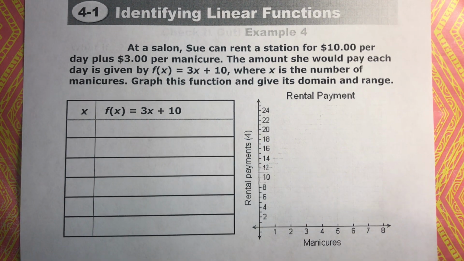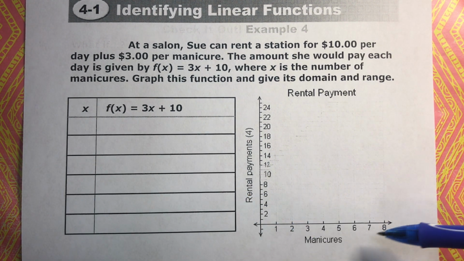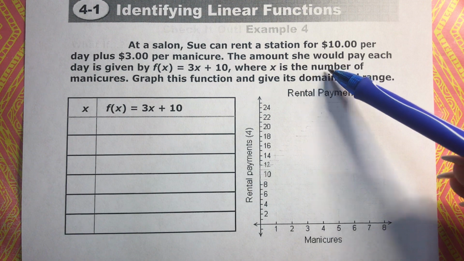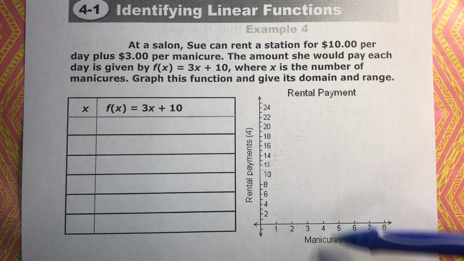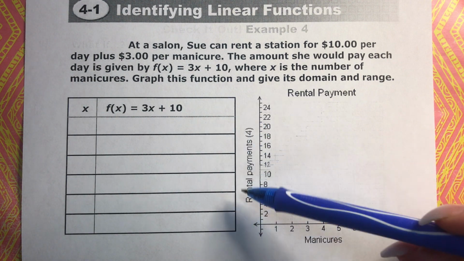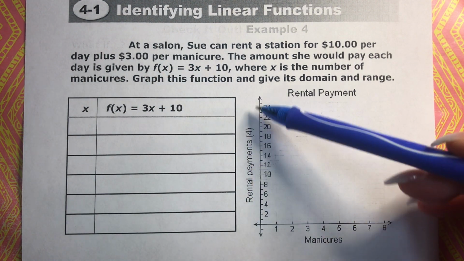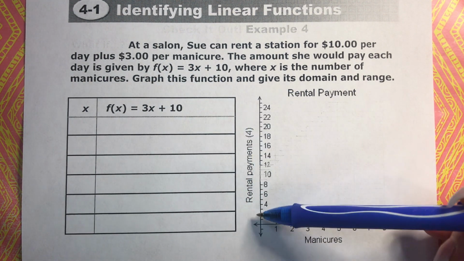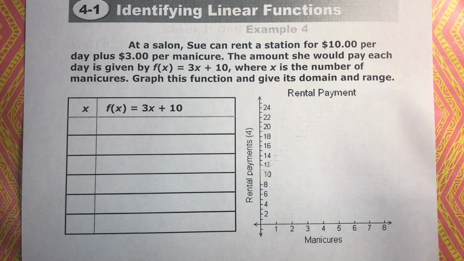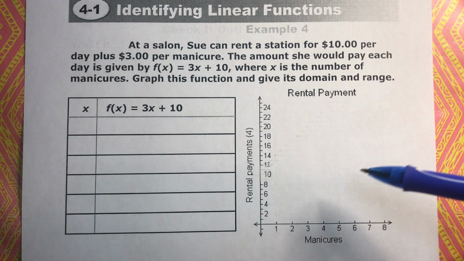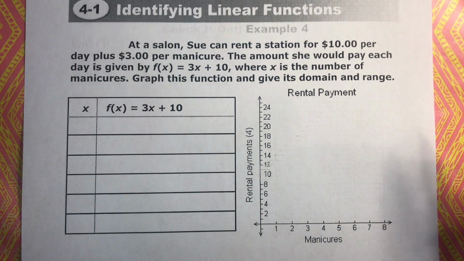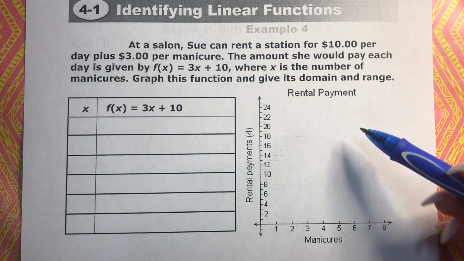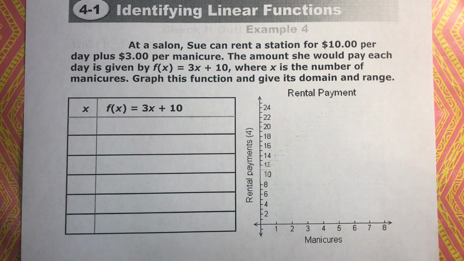So whenever you're graphing, you remember that the x is the number of manicures, right? So we're labeling that x-axis, and the y is the total amount of rent that she has to pay. This is dealing with rental payment. So make sure you label those axes and put a title for your homework. Perfect. And then we're just going to go ahead and plug in some values.